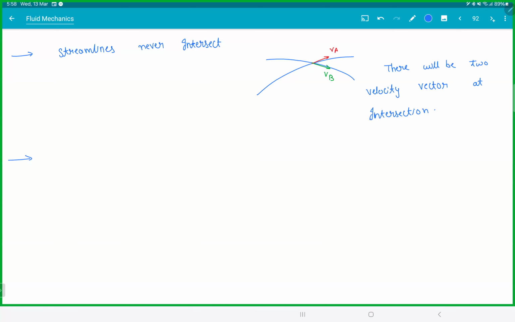Greater the streamlines, greater the velocity. If you have more streamlines packed up in a small region, it implies the liquid is flowing faster.